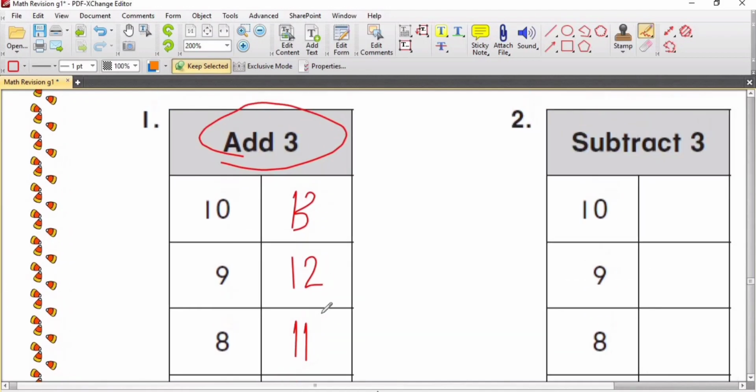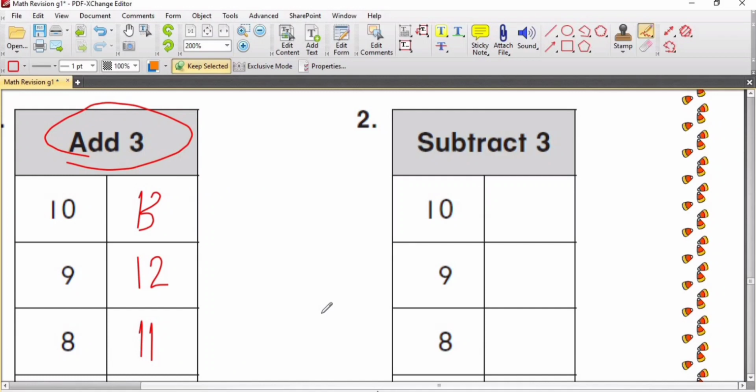Okay, now let's see question number 2. Here, he wants from you subtract 3. So let's subtract 3. When we subtract 3 from 10, so it's 10 minus 3. Well, we can get the result in 2 ways. You can count after 3 until you reach 10. Let's do it together. After 3, 4, 5, 6, 7, 8, 9, 10. So that will be 7.